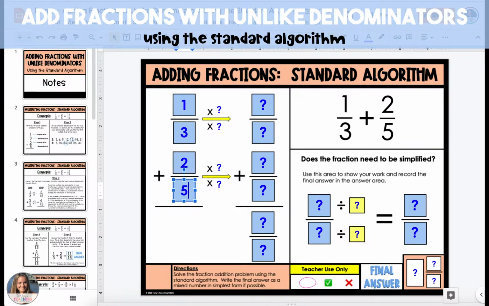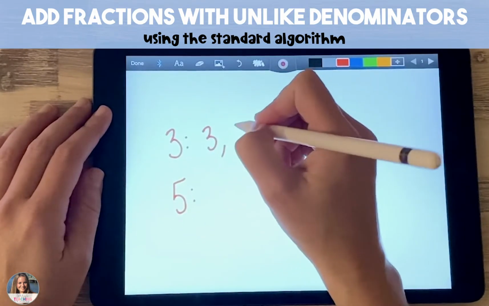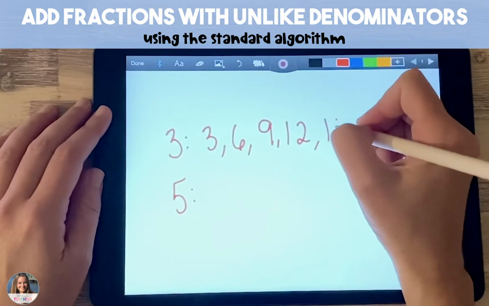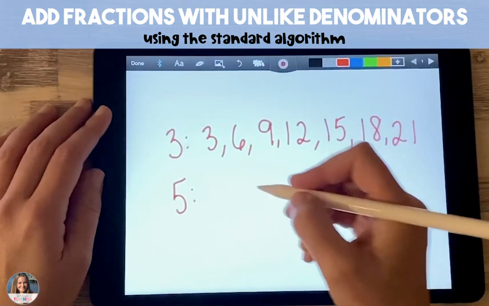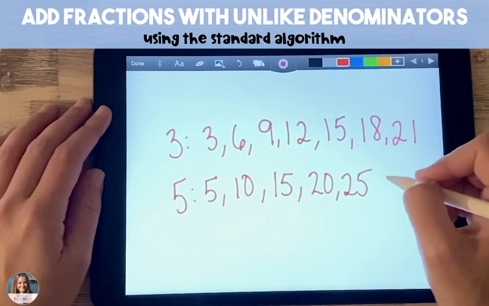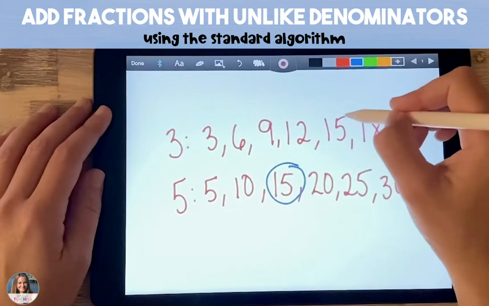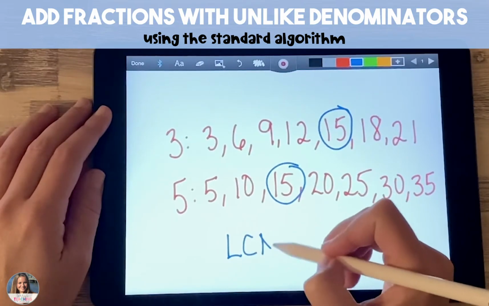We can't just add thirds and fifths, so we need to turn these fractions into fractions that have a common denominator. To do that, we're going to find the least common multiple of our two denominators. The first denominator is 3 and the second denominator is 5. We're going to list our multiples for 3 and 5 on a separate piece of paper or on a tablet. Once you have given both of them several multiples, we're going to find the least common multiple, or the smallest number that the two of them have in their list of multiples. In this case, the least common multiple is 15.